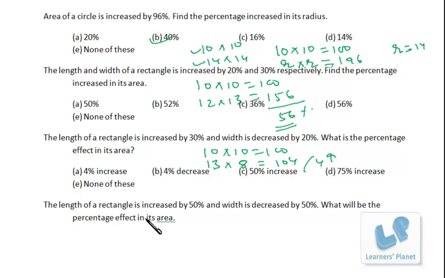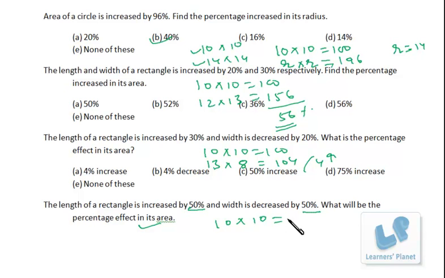The length of a rectangle is increased by 50% and width is decreased by 50%. What will be the percentage effect in area? Various times this sort of questions are asked in examination, and the students think one thing is increased by X percent and other thing is decreased by X percent. That means there is no impact at all on area. But it's not like that. Just see the calculation over here.